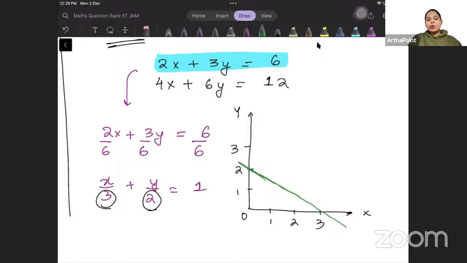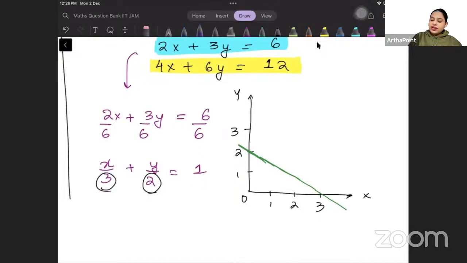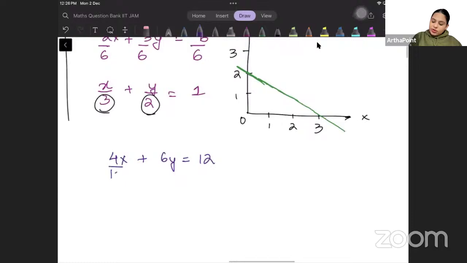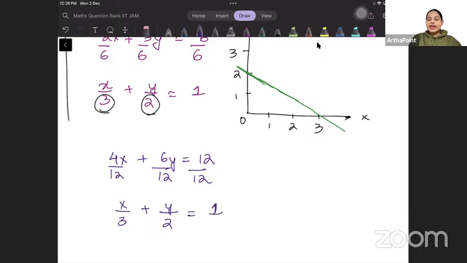This is the line that I will go ahead and get. Now look at the second line, beta. Look at this line. So I am going ahead and getting 4x plus 6y equal to 12. Again, I will divide throughout by 12. So I will get x by 3 plus y by 2 equal to 1, and I will get exactly the same line.